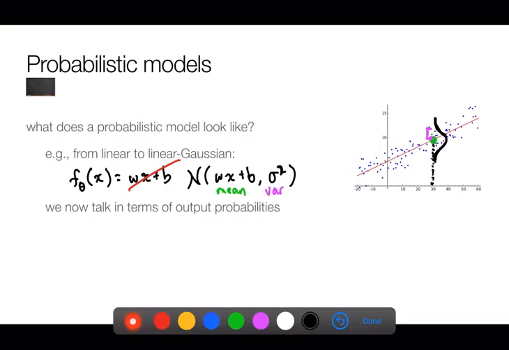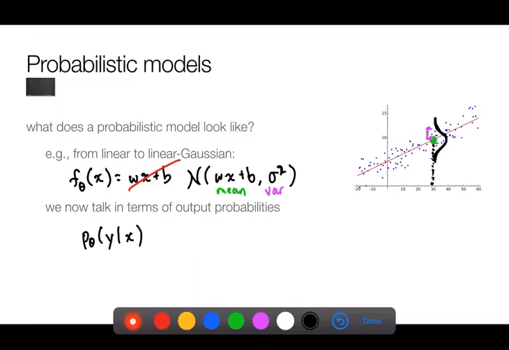I want my model to say, well, this is a good average value, but we might be kind of wrong here for various reasons. So I want to encode some uncertainty or stochasticity in the predictions that I make. That means going from a single estimate from a linear model into an actual probabilistic model, which we call a linear Gaussian. Now, instead of talking just in terms of the outputs my model makes, we talk in terms of output probabilities, denoted p theta of y given x.